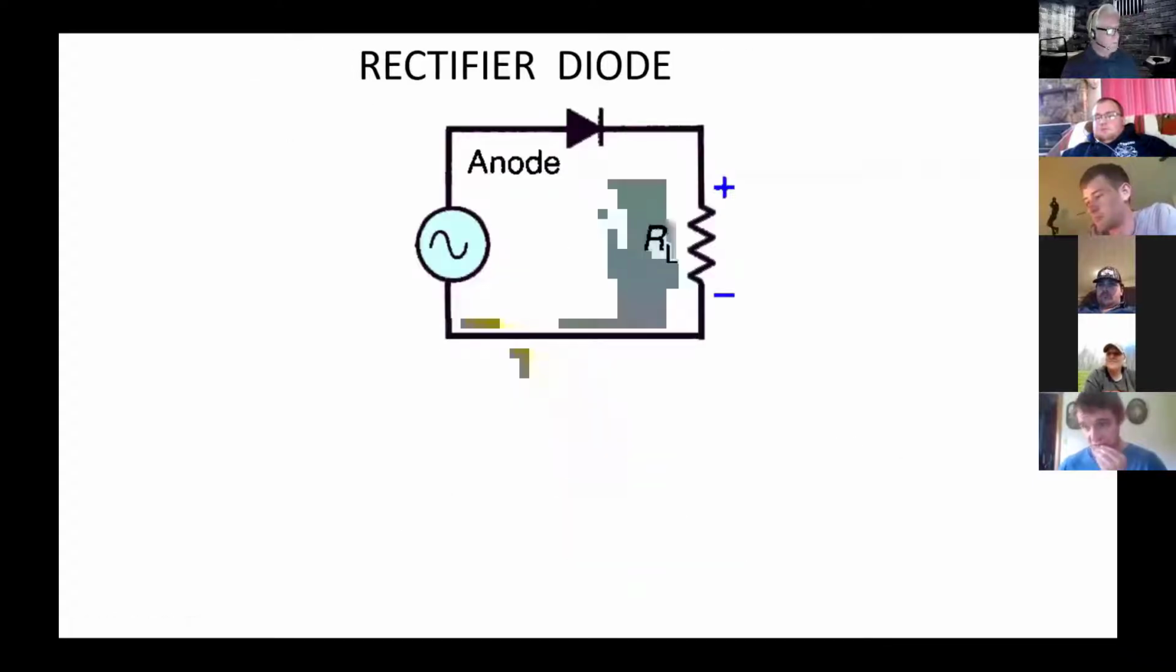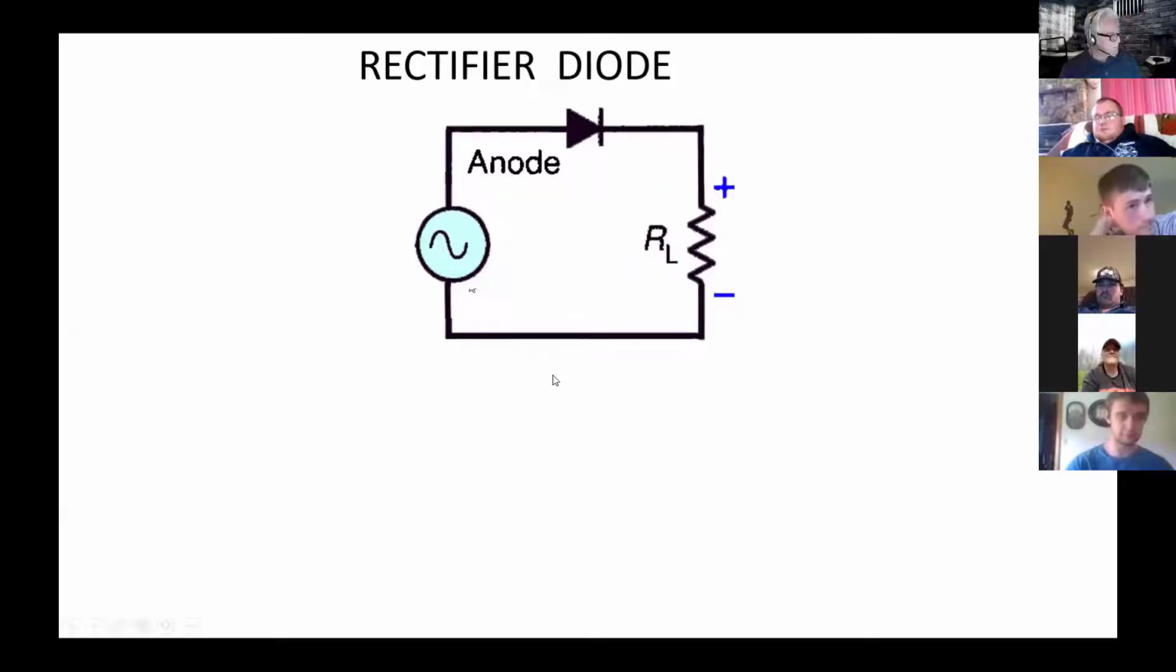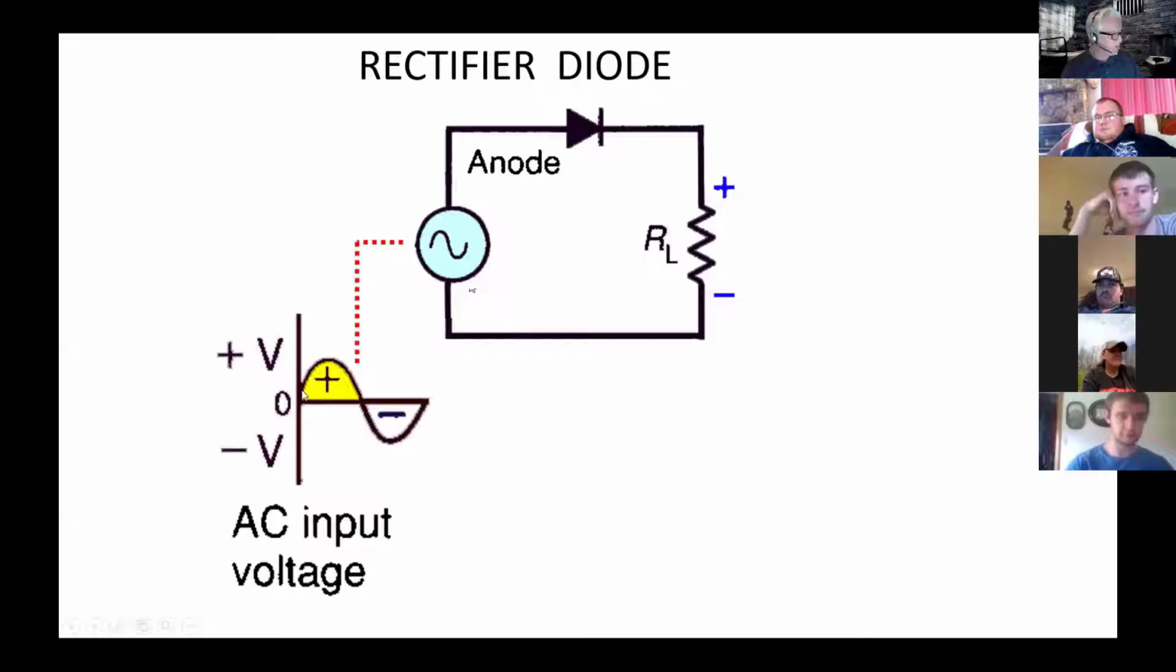Probably one of the most common applications of a diode is for rectification. Because we have a lot of loads that cannot run on AC, they have to run on DC. We use a rectifier to convert AC to DC. My input voltage is AC.